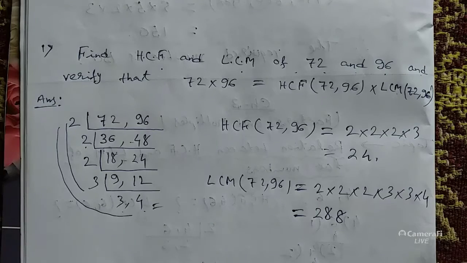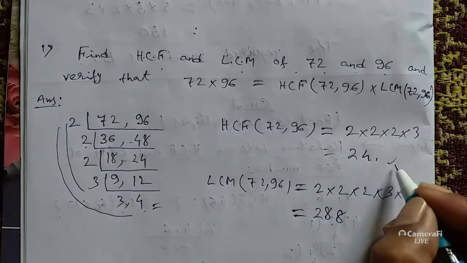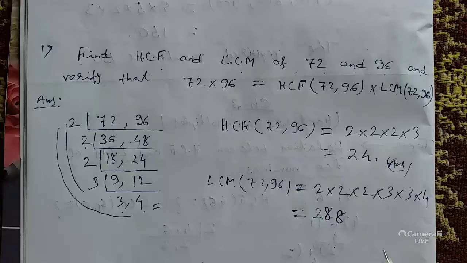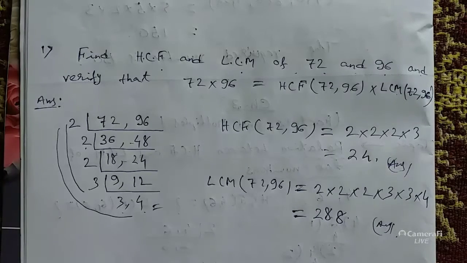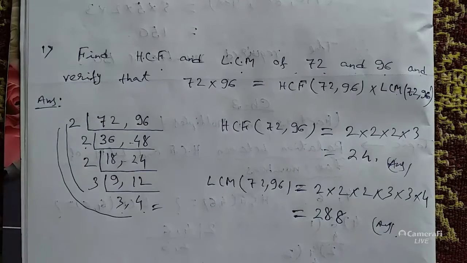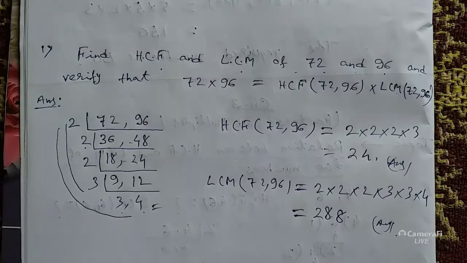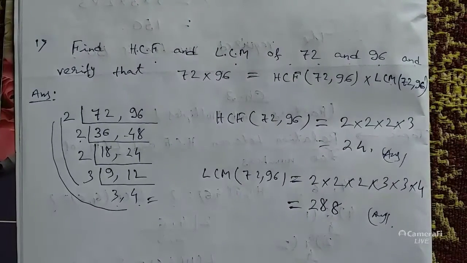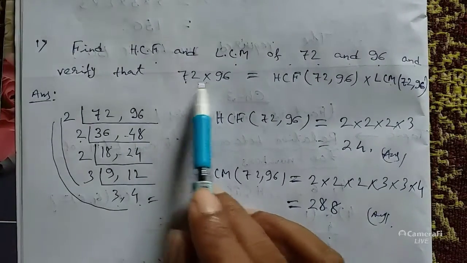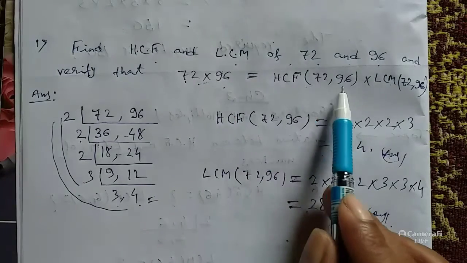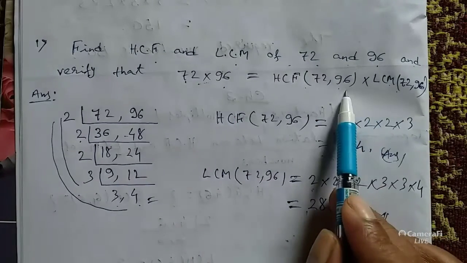So first we get the HCF of the numbers. This is one answer. LCM of the numbers, this is another answer. Now next we have to verify this result. The product of 72 and 96 should be equal to the product of the HCF and LCM of the numbers.